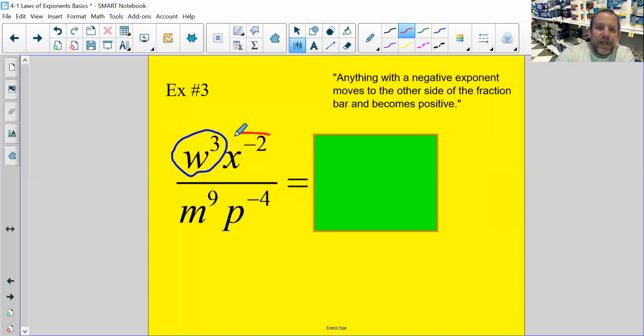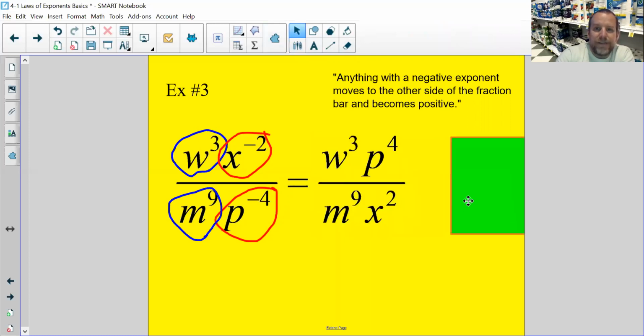I know that this guy should move because he has a negative exponent. And I know that this guy should stay where he is. He has a positive exponent. So if I just follow those rules, I get this.